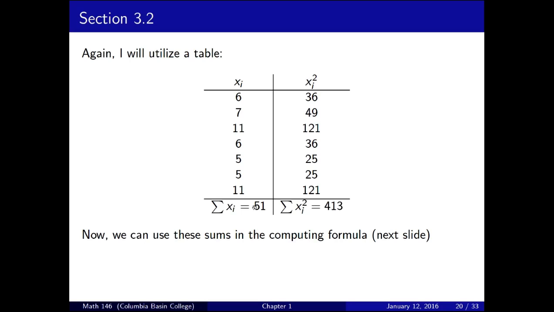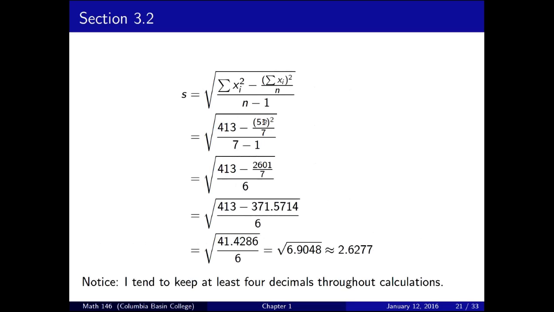The sum of the x's, that's 51. The sum of the x squareds, that's 413. And then that's all we have to add up. We can go straight to our formula now. This is why the computing formula is a little faster. The formula says sum of the x squareds minus the sum of the x's, whole thing squared, divided by n, over n minus 1.